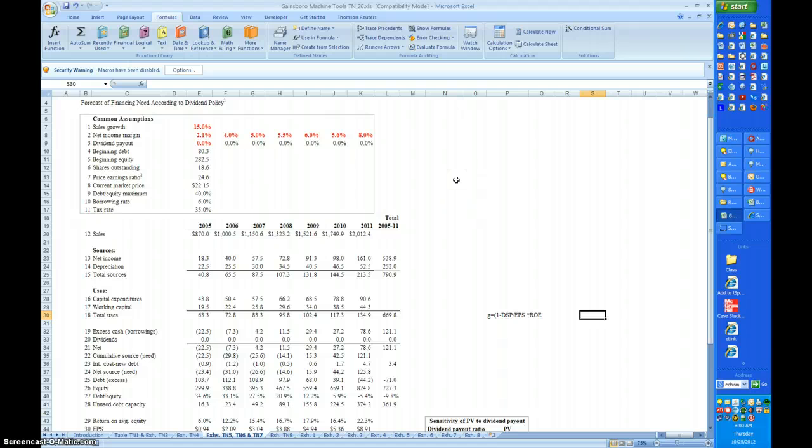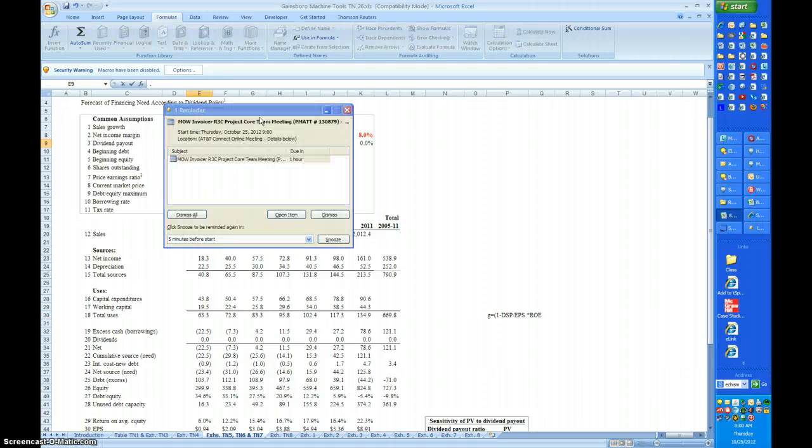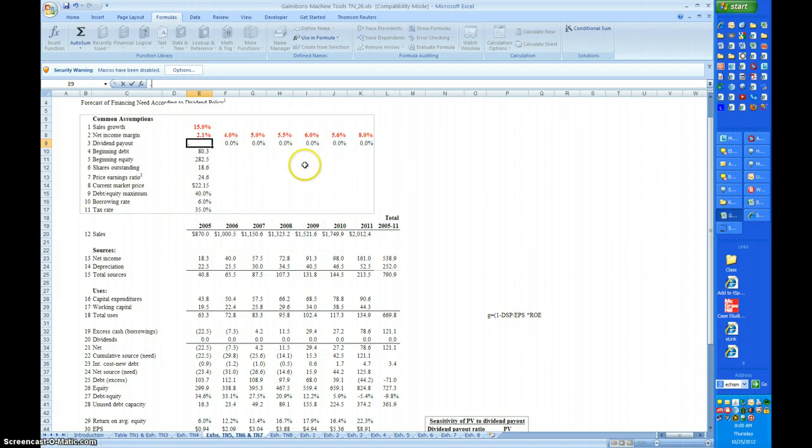And this is the forecast. This is if they have this dividend policy, and the dividend policy is up here. Is 40% is the base case. Is 40%, and they're assuming, being in the new business of CAD/CAM, 15% growth.